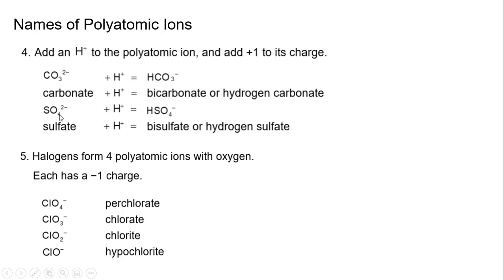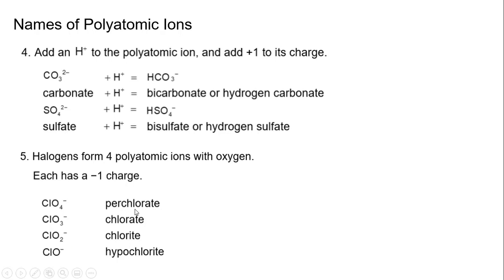Sulfate has a 2- charge and 4 oxygens. You add a proton to it, and it is now a 1- charge instead of 2-, and it's either bisulfate or hydrogen sulfate. And then we get into these, which tend to be halogens. This one's chlorine. So we have 1 oxygen, 2 oxygen, 3 oxygen, 4. The naming of it tells you what you're dealing with. So let's pick this one here. We have chlorate. Chlorate means most oxygens. So this is 3. Chlorite, if you know that this is 3, chlorite has to be 2.